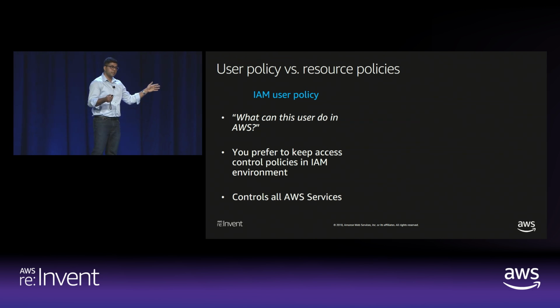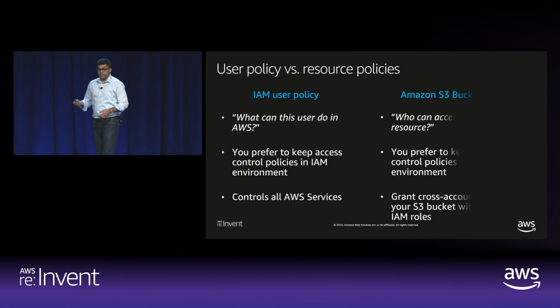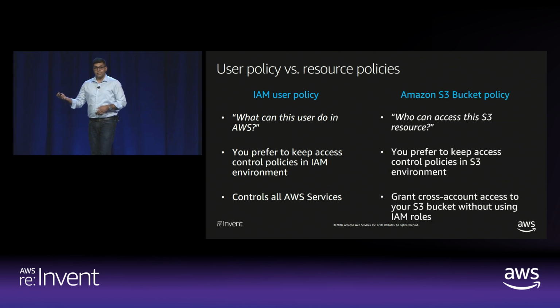all AWS services. The similarity between an IAM user policy and an S3 bucket policy is that it uses the same JSON language. The difference is the control is on the S3 side when you're writing an S3 bucket policy, and your mental model is who can access my bucket. That's what you're trying to define in the S3 bucket policy. And it also helps you with granting cross-account access. So we'll go through cross-account access in a few slides.